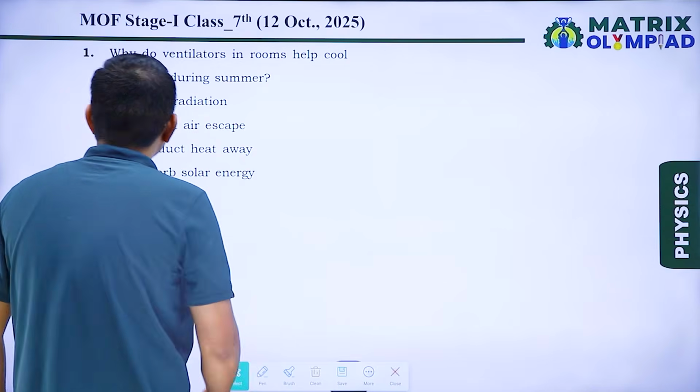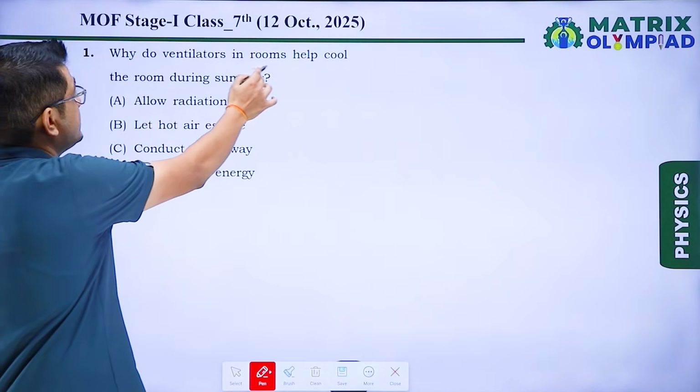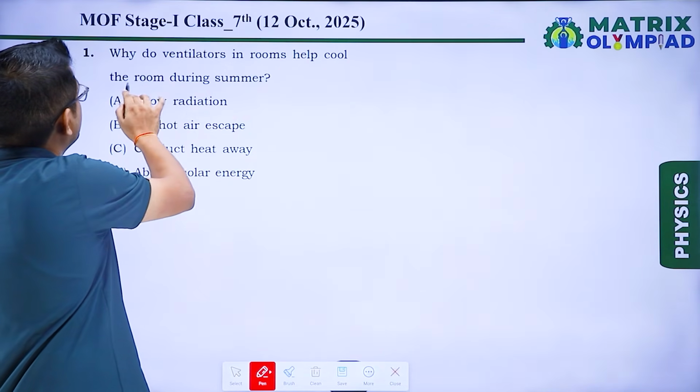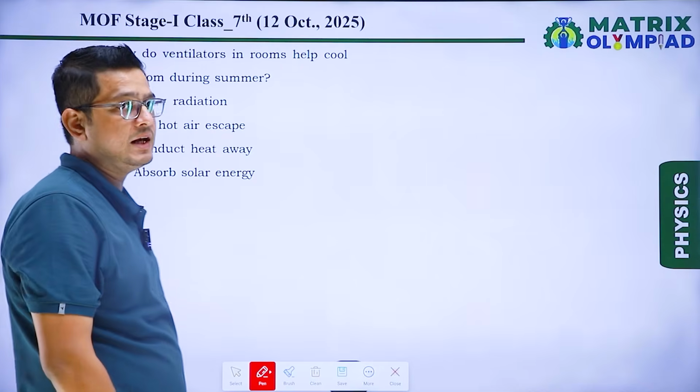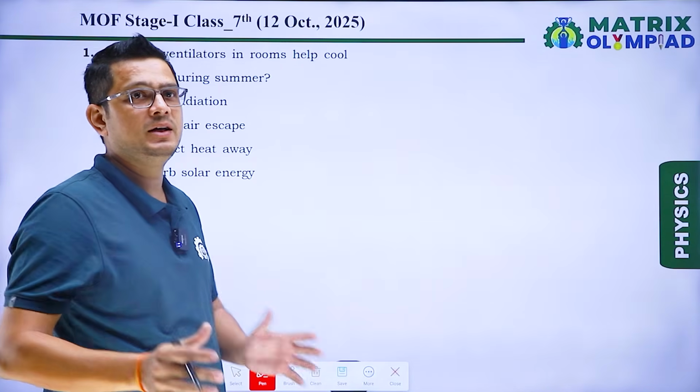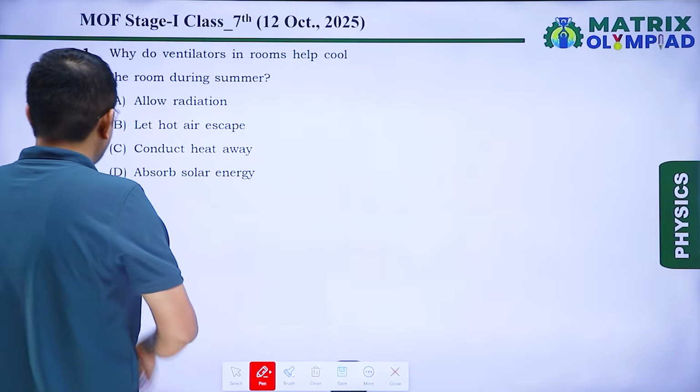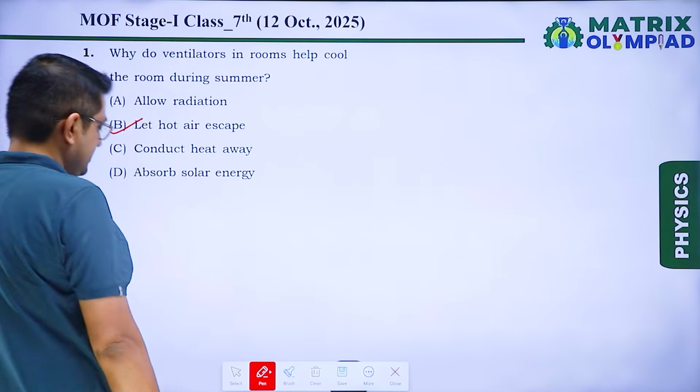Question number 1. Why do ventilators in room help cool the room during summer? Because we know that the ventilator lets the hot air escape. So the correct answer is option B.